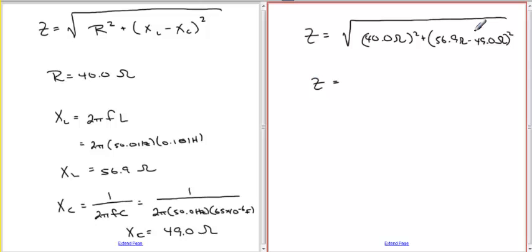So the reactances from the capacitor and the inductor are pretty close to each other. They don't cancel out exactly, but they're pretty close. 40 squared plus the quantity 56.9 minus 49 squared, that's 1662, and then we take the square root of that, and we get 40.8, which is not that much different than 40 ohms. So let me just check to make sure that's the correct answer before I continue. So that's problem number 29.